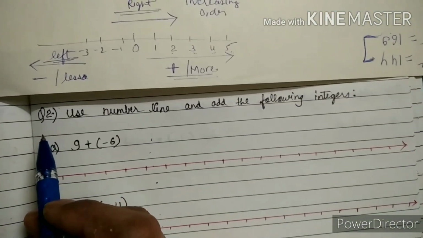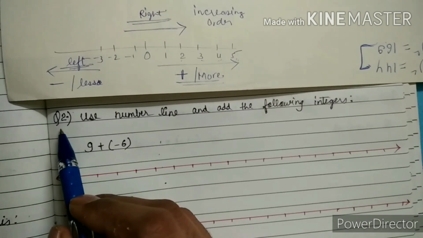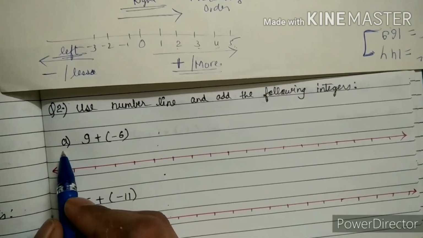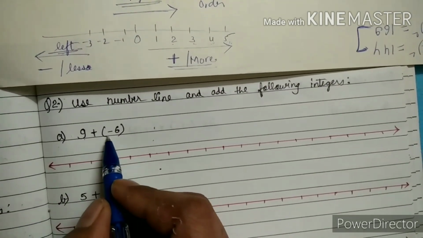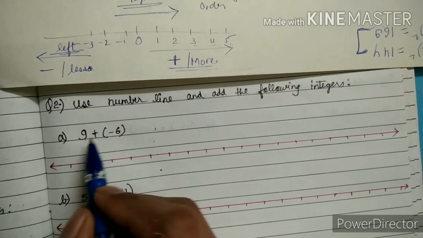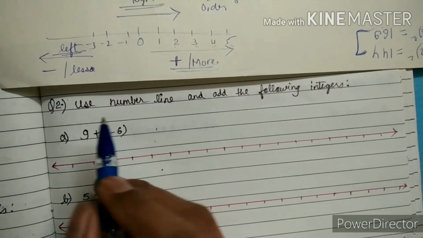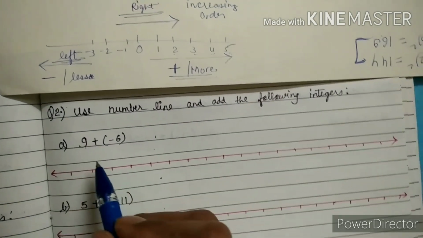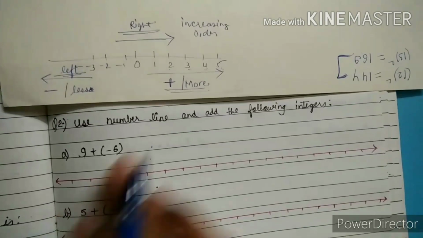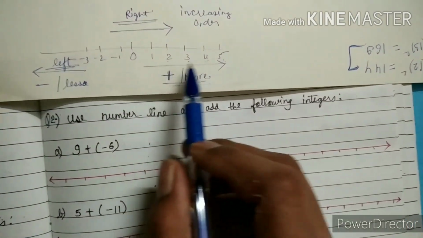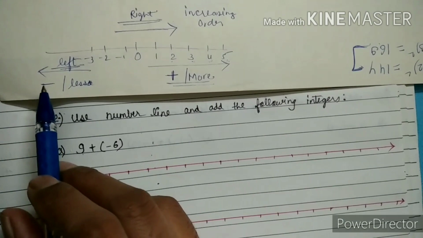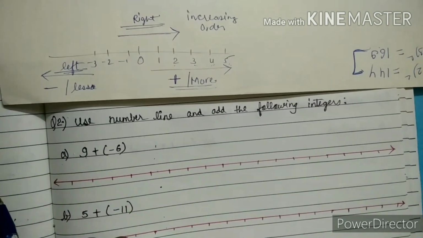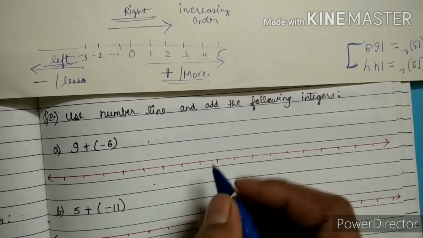Now question number 2 is just the same as question number 1. Question number 2, use number lines and add the following integers. It is 9 plus -6. This we have to do through the number line. Same as the previous, when we see plus, at that time we have to go on the right hand side. When we see a negative symbol in the question, at that time we have to go on the left side. So let's firstly put the integers.